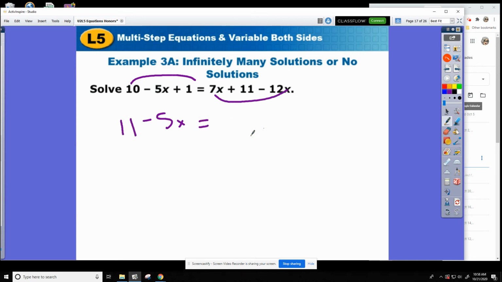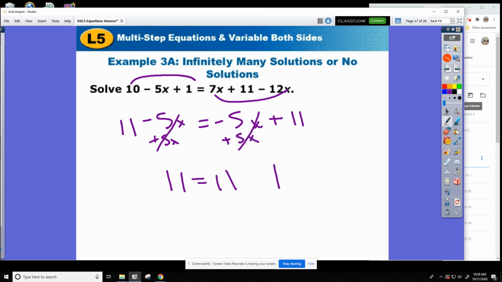Equals, and then I combine those two, negative 5x plus 11. Now right there, I have a negative 5x, 11, 11. I have the same thing on both sides, but if you want to go the step further, those are going to cancel, and I get 11 equals 11, which is an identity.